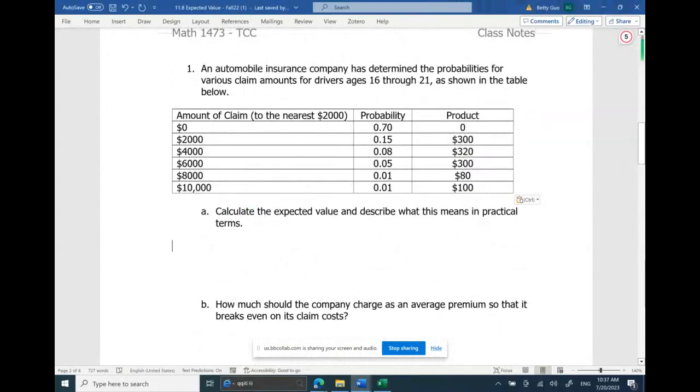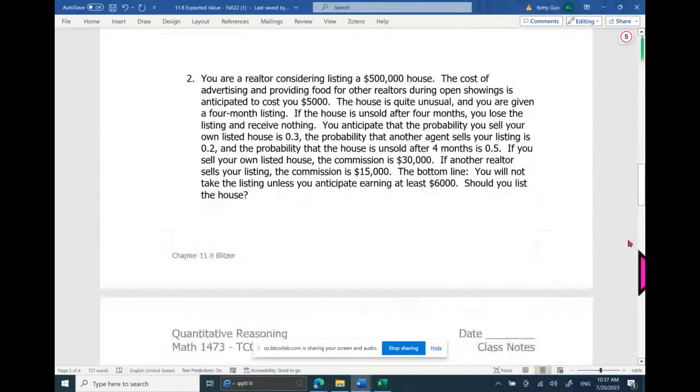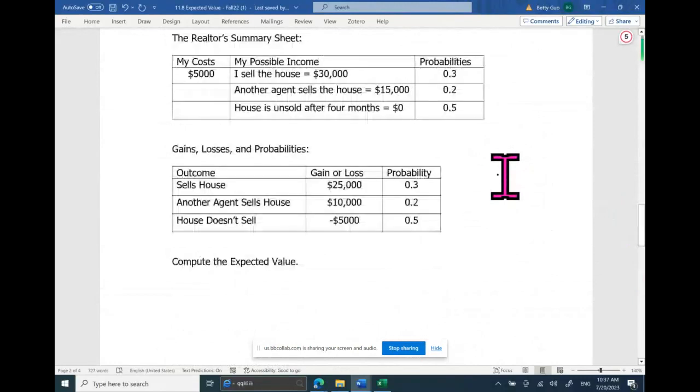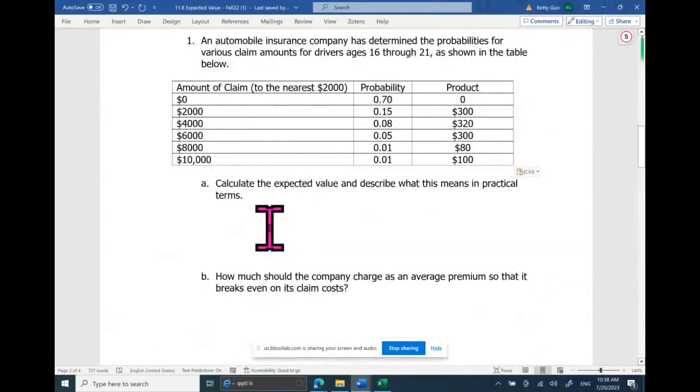And again, our expected value, E. I use E to represent the expected value. Or we can do EV, right? The expected value, like electronic vehicle. So just use E.